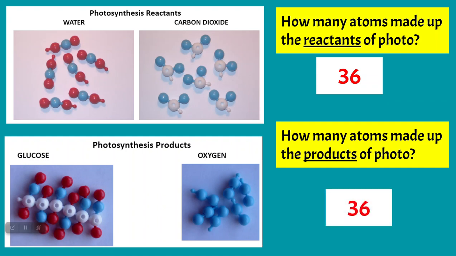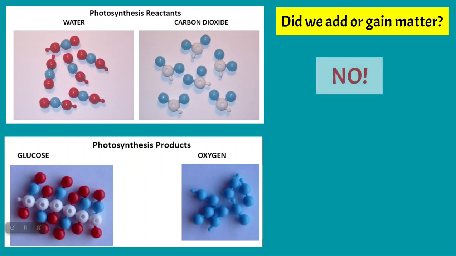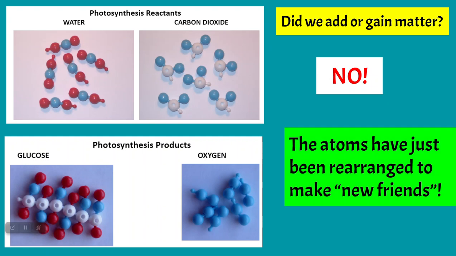Okay, we started with 36 atoms in one set of arrangements, right? And then we popped them apart, and then we negotiated them, refriended them. We still only had 36 atoms though. So did we add or gain any matter? No, we did not. Atoms are just rearranged to make new friends and create new molecules.